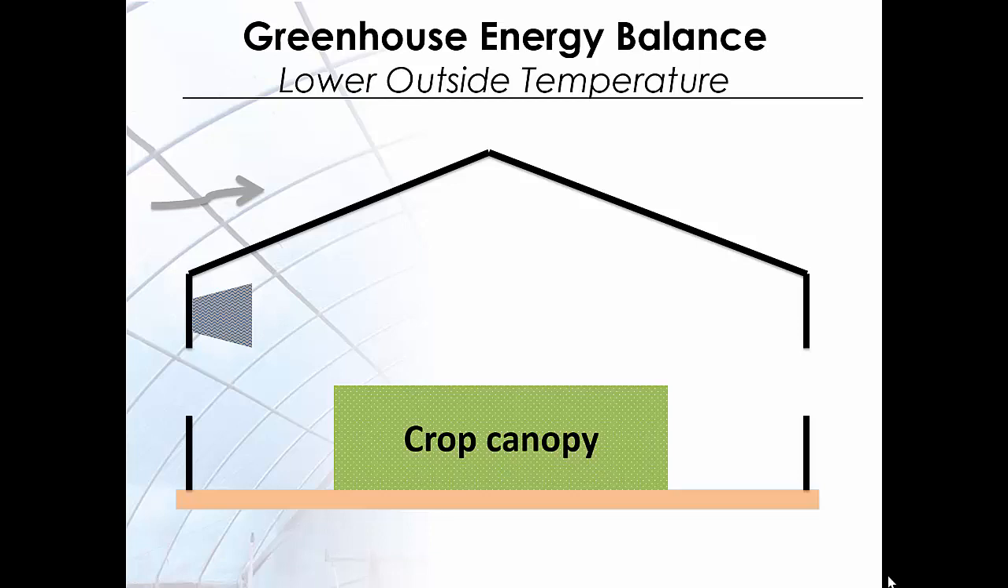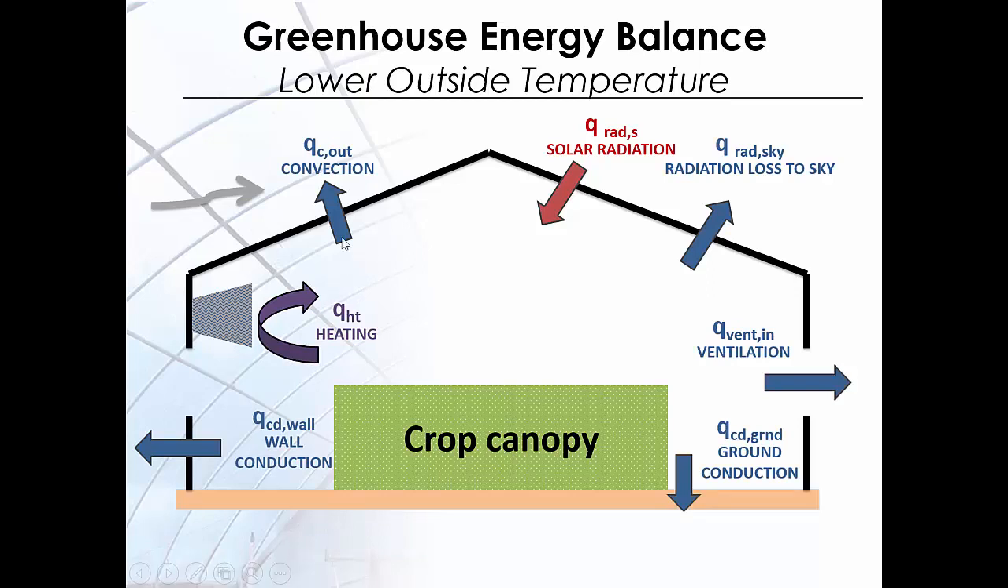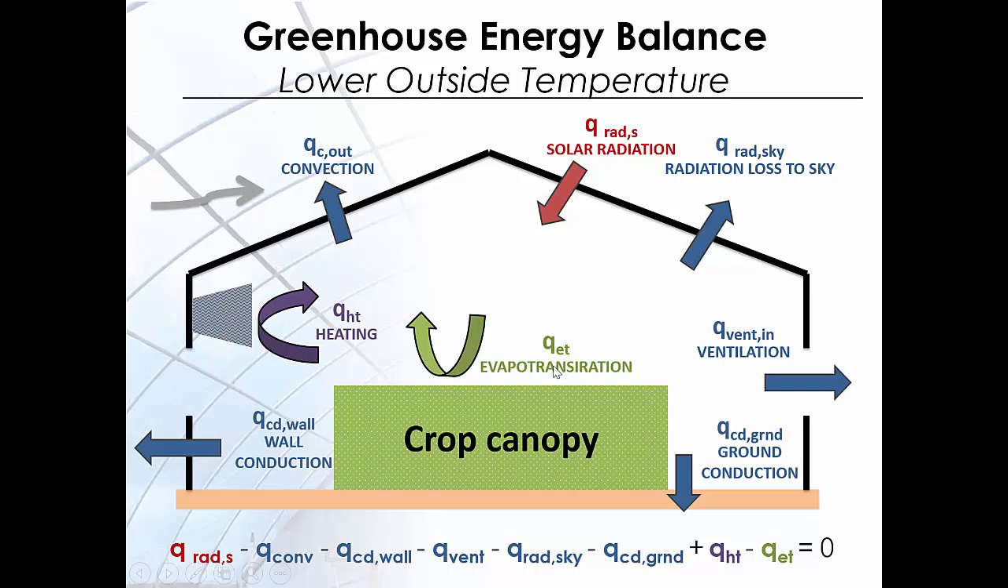Similarly, when we observe lower outside temperatures, when the greenhouse air temperature is higher, then we consider solar radiation as the energy gain for the greenhouse system, as well as the energy gain due to the heating process, and the heat losses will include the convective heat loss, radiation loss to the sky, and energy loss due to ventilation, energy loss to the ground due to conduction, as well as the conduction through the wall, as well as the energy exchange between the crop canopy and the greenhouse interior due to the evapotranspiration process. So when the outside air temperature is lower at steady state, we can redefine our greenhouse energy balance, as you can see with this equation, considering all the energy gains as well as the energy losses from the greenhouse system.